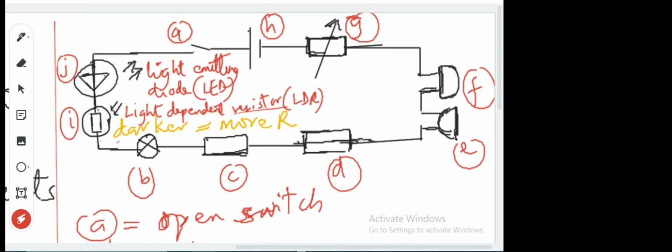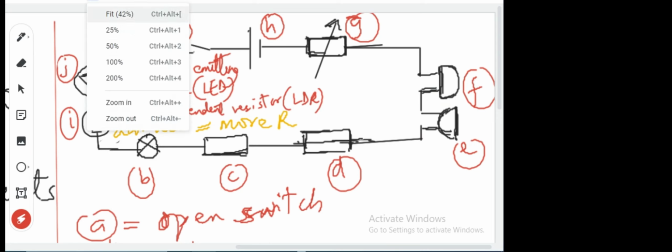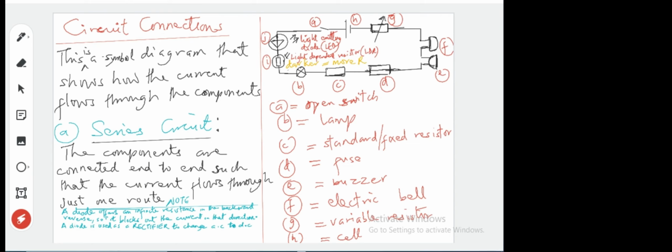What does this represent? Light dependent resistor, LDR. We'll talk more about all the other components. What does this represent? That's a variable resistor, meaning that the resistance can be varied, changed. This is an electric bell. This is a buzzer. This is a fuse. This is a standard or fixed resistor. That's a lamp or bulb. Let me expose them so that we see properly.